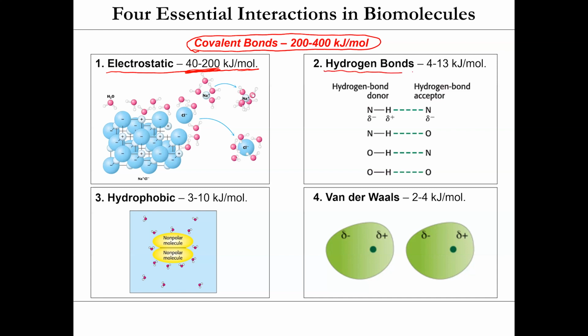Hydrogen bonds are much weaker, but the second strongest, with 4 to 13 kilojoules per mole. Hydrophobic interactions based on the hydrophobic effect are 3 to 10 kilojoules per mole. And then van der Waals are by far the weakest of these important non-covalent interactions, with only 2 to 4 kilojoules per mole. So even though these are weaker than covalent interactions, they're very important for biochemistry and very important for you to understand as we continue to move through the course.